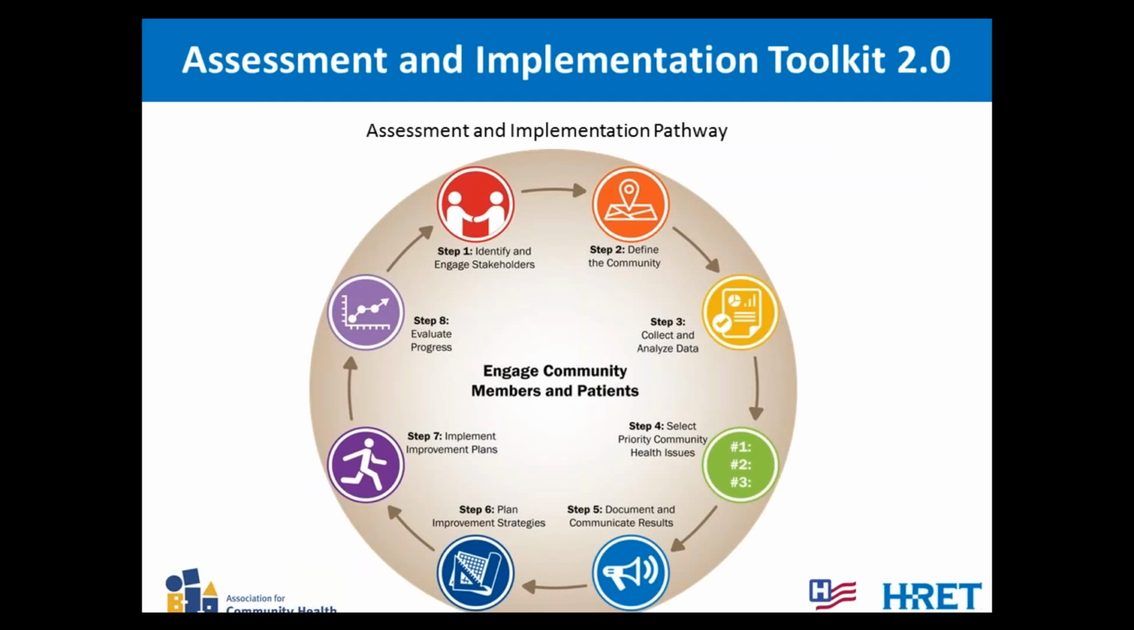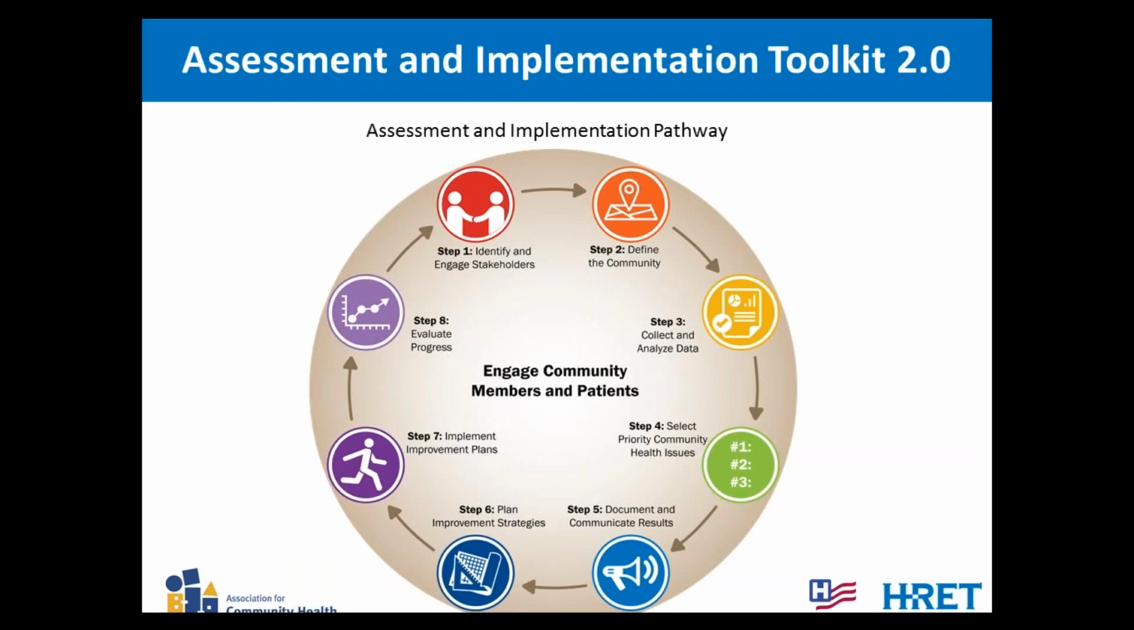So far, for this new version of the toolkit, we've updated a model, which you can see here. And this includes not just the assessment, but as we've been speaking about today, also the implementation steps that can be used for improvement strategies. You can see here that the model has 8 steps, starting from identifying and engaging stakeholders and going all the way through evaluating progress. And this really is an ongoing process.